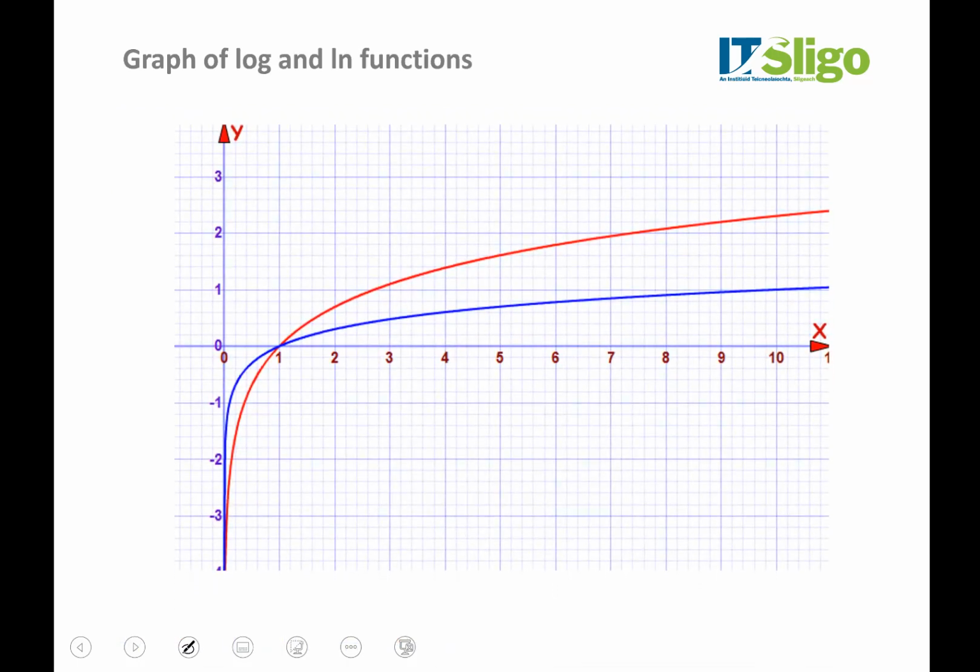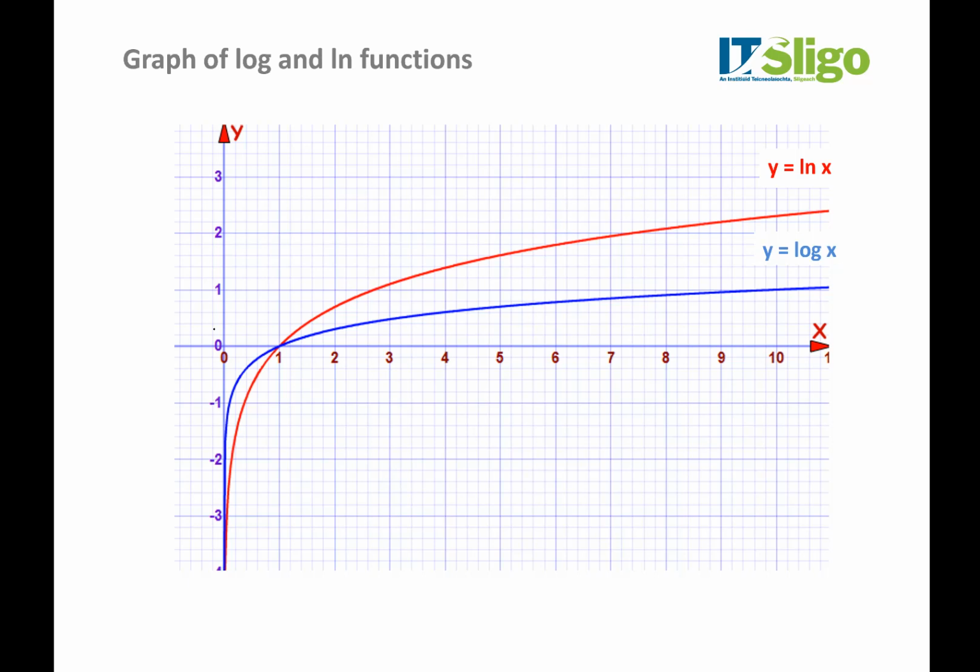This now is the blue line, which is the log function, and the red line, which is the natural log function. So they're similar in lots of ways. It's not as easy to describe the natural log function. The natural log of 1,000 isn't a nice easy number like 3. We can see it's a little bit more than 5, but we use our calculator to generate these.